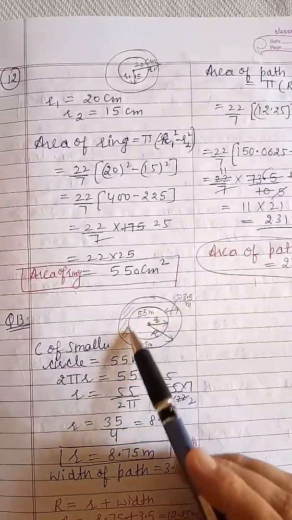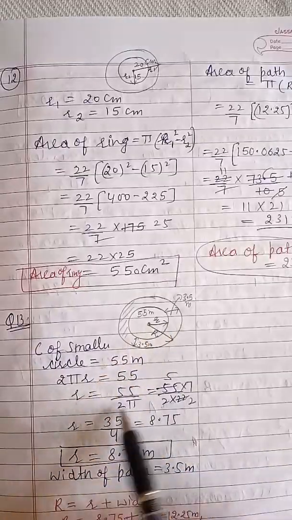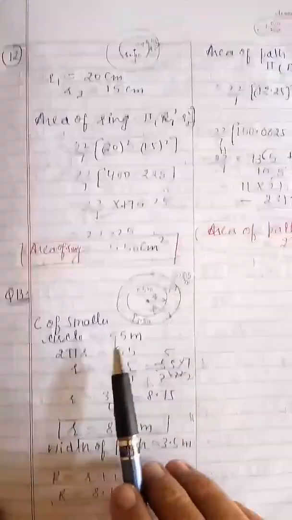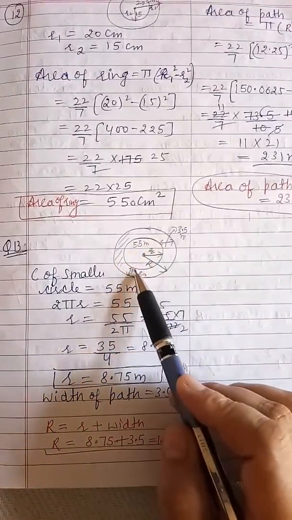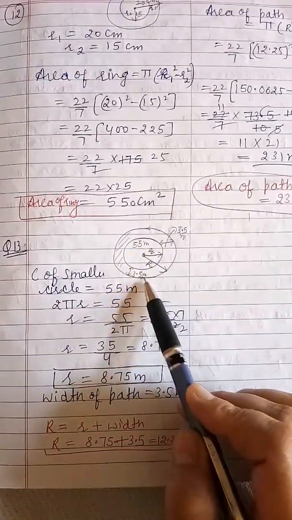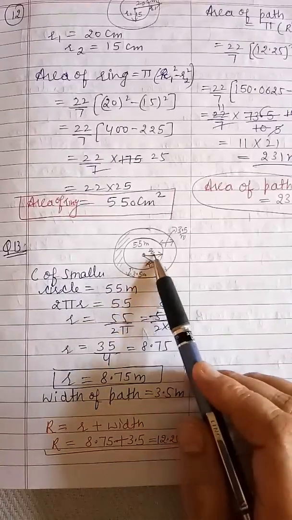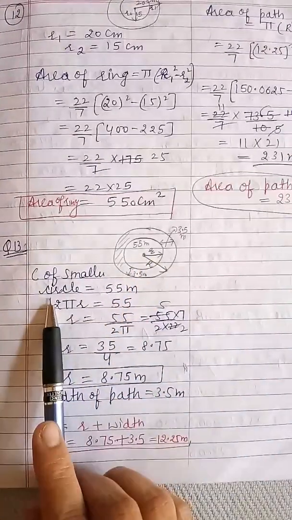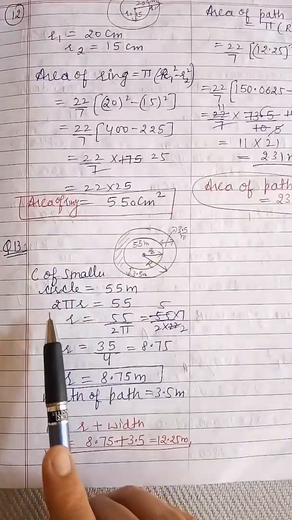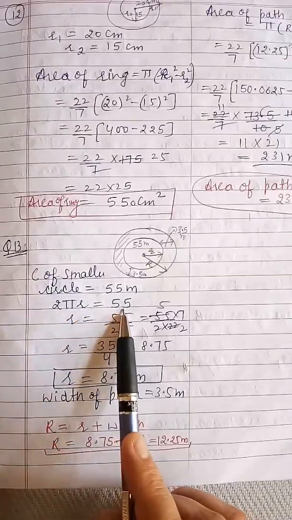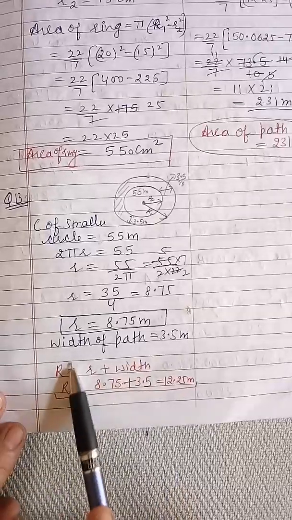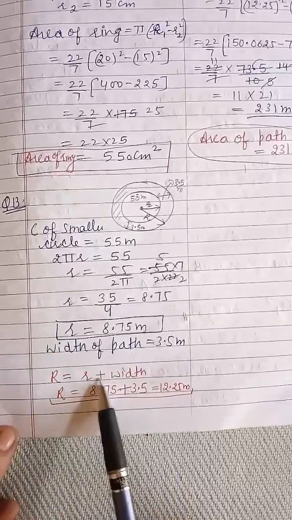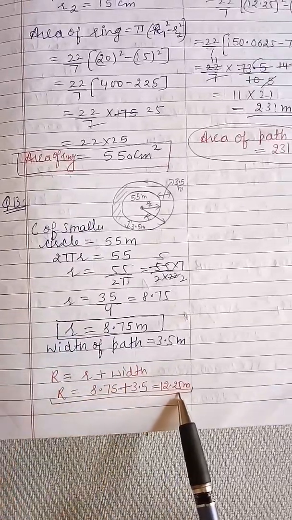Now in the 13th question also, the circumference of the given circular park is 55. Inner circumference 55. From there we will calculate the small r. You can see here this is a smaller circle and its circumference is given. The width is given, 3.5. We are supposed to find capital R. So first of all we will find small r by using the formula of the circumference, that is 2 pi r equal to 55. So find the radius, width is 3.5. Then we will calculate capital R, that is r plus width, it is 12.25.